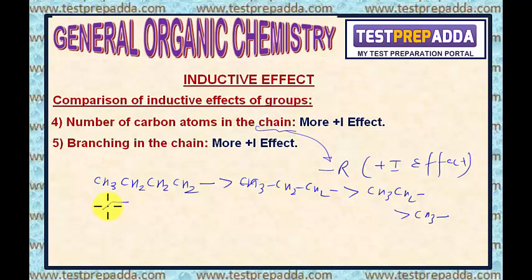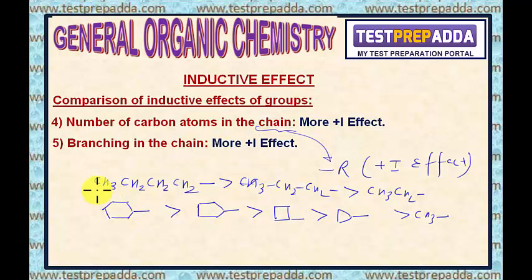Similarly, if I talk about the ring of 6 carbon atoms, ring of 5 carbon atoms, ring of 4 carbon atoms, ring of 3 carbon atoms, obviously the plus I effect will be more here, then this, then this, then this. Now the fifth point is branching in the chain. More branching, more plus I effect.